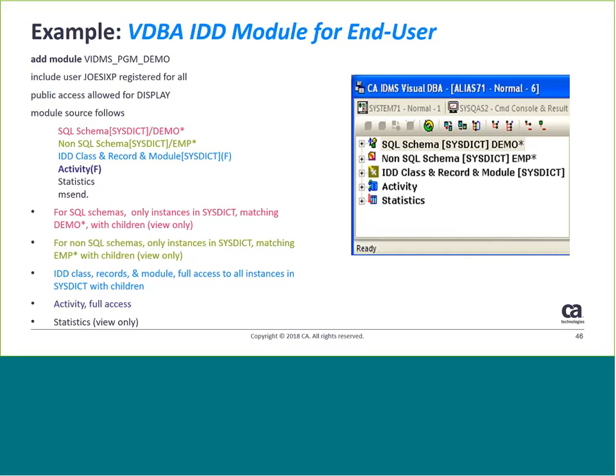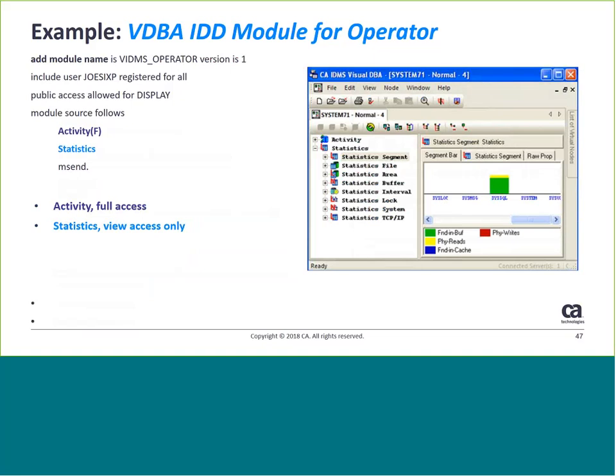So that means full. In terms of the IDD class, records, and modules, this end user would have full access. They would be able to view, update, delete if you want to, any of these entities within the IDD class and record module within the SysDic dictionary, and the same for activity, they can view it fully. On the first two lines, we don't have any action specified, and that indicates view only. So they would only be able to view schemas and non-SQL schemas. Viewing is the only action they could perform against those. So that's a typical example of what an end user module looks like.